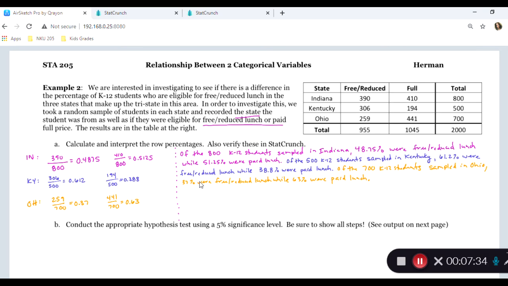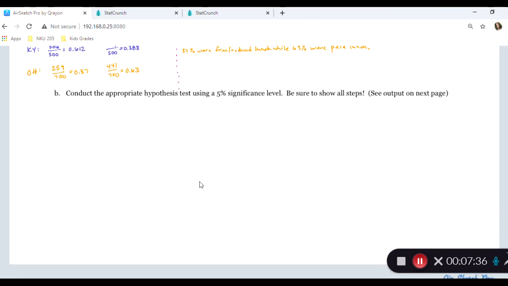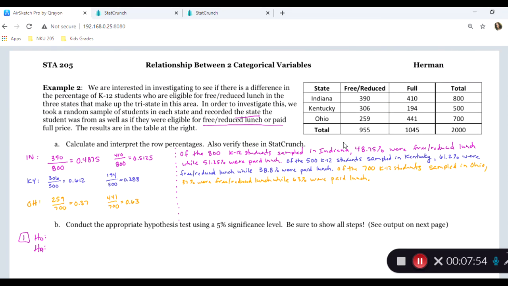Now here in Part B, we're going to be actually doing the hypothesis test using a 5% significance level. Our first step whenever we do the hypothesis test is going to be our hypotheses. And what I need for my hypotheses is to know which one is my response variable and which one is my explanatory variable. So I believe that lunch status is influenced by the state that you live in. That's how I'm going to write it, because the outcome variable is really whether or not a student paid free or reduced or paid full price. And I think the state might explain that.